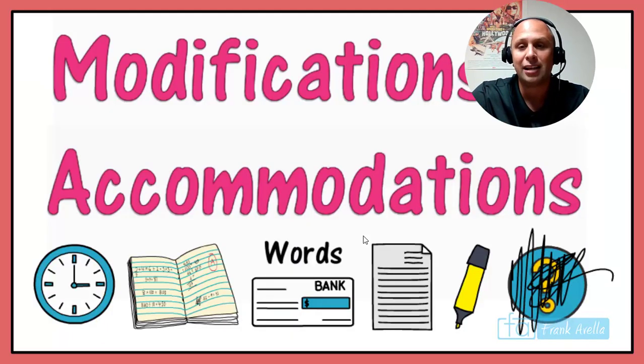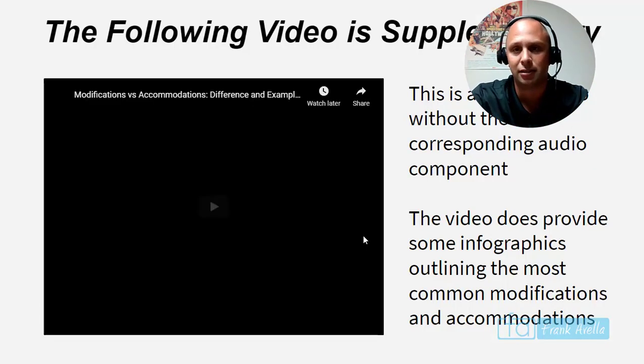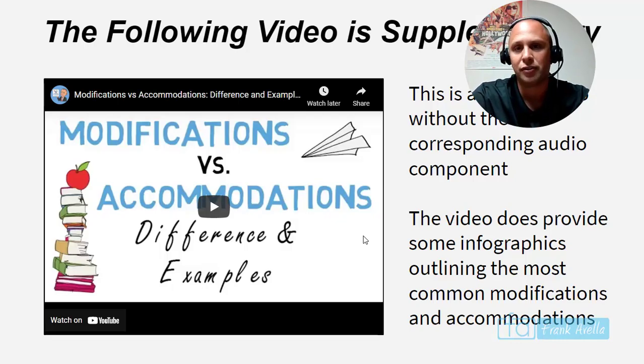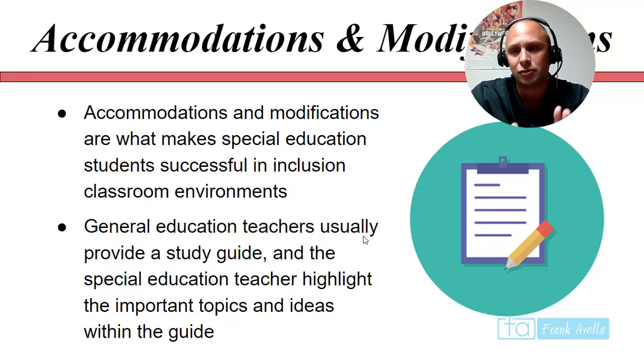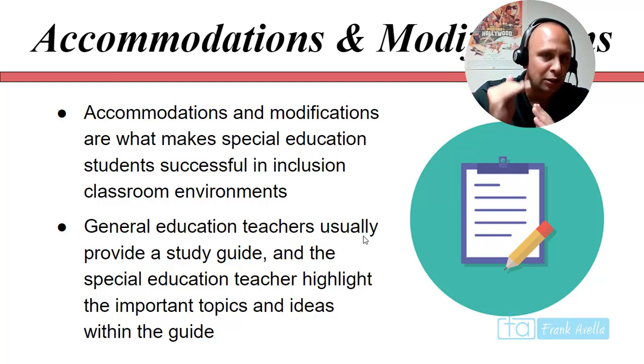So, modifications and accommodations are to help these students overcome these obstacles. That's the point of having modifications and accommodations. And here's, again, a little short video just showing the difference of the two. Accommodations and modifications are what make special education students successful in an inclusion classroom, right? We want to give them that little extra support, right?